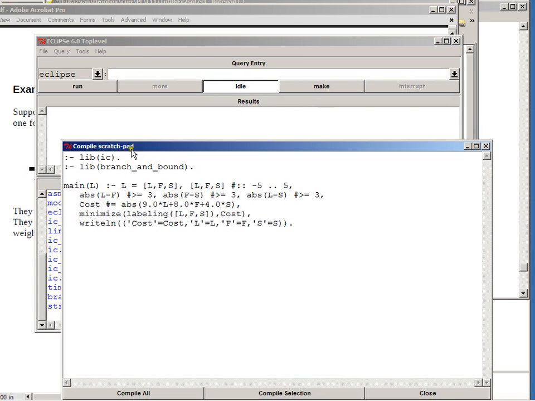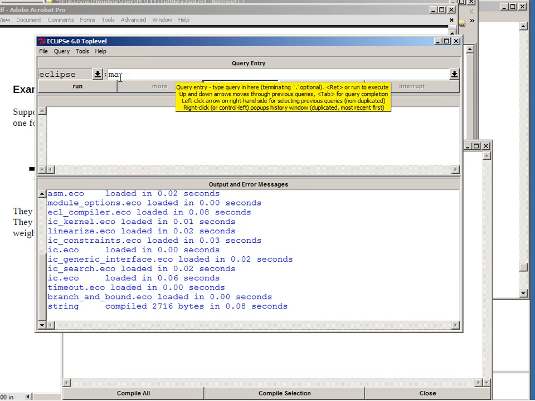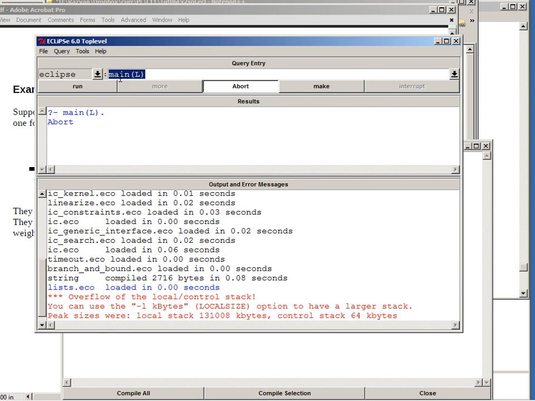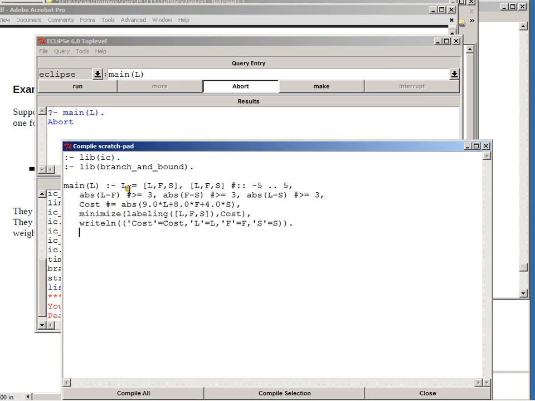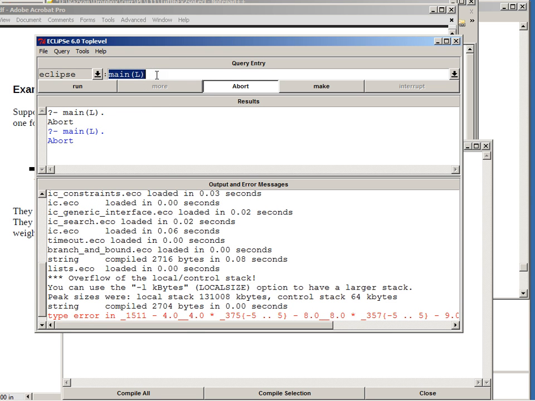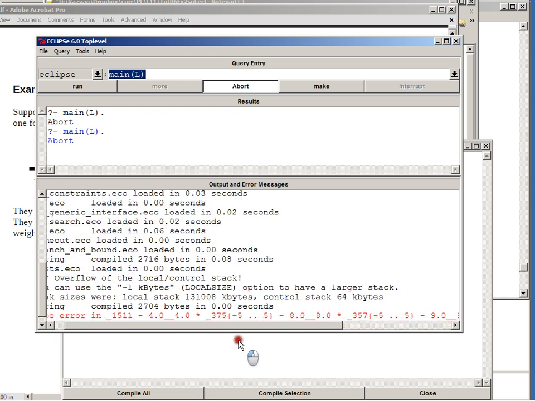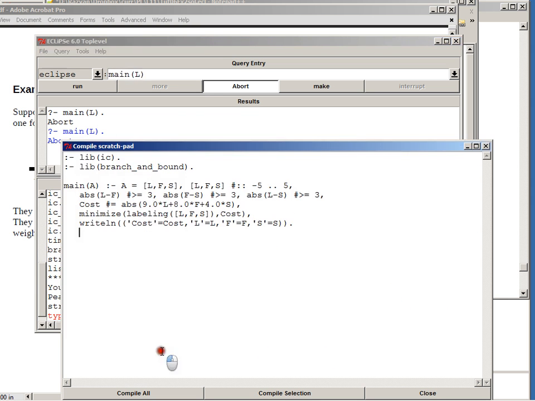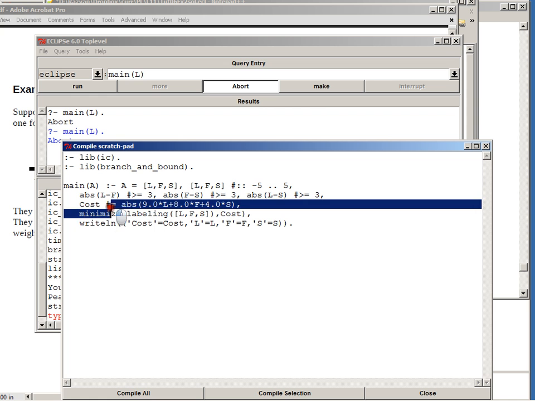So it compiled all right. Now running main L. Get a solution. Oh, did I define 2 L's? Answer. Good catch. Type error. Oh.